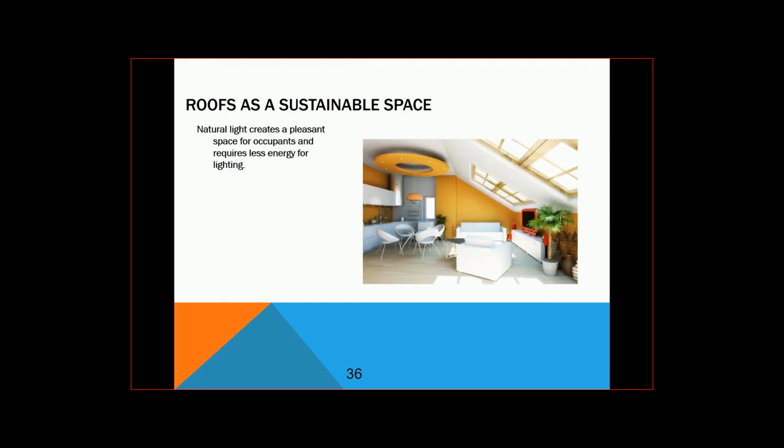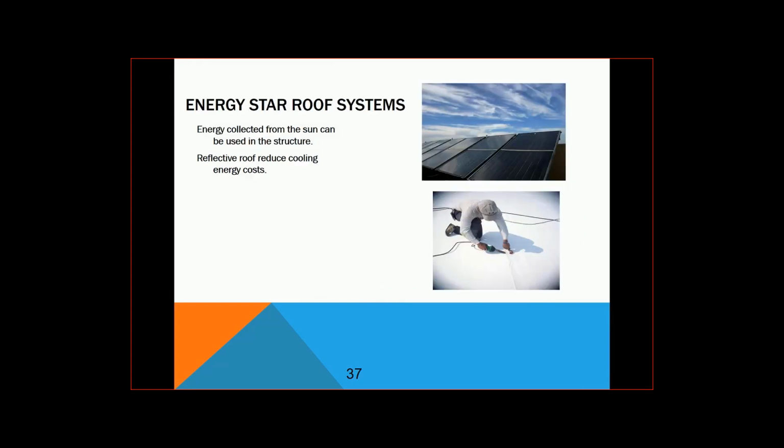So we can use roofs as a sustainable space by letting in natural light. So you can have skylights, you can have a sloped roof like this that actually has windows in it, that type of thing. So we can actually use our roofs as sustainable. They even make shingles that are solar panels that you can put on your house. Here's an example of some solar panels. These are not the most attractive kind of solar panels, but they do make some that actually look more like shingles. Of course, they're pretty pricey.